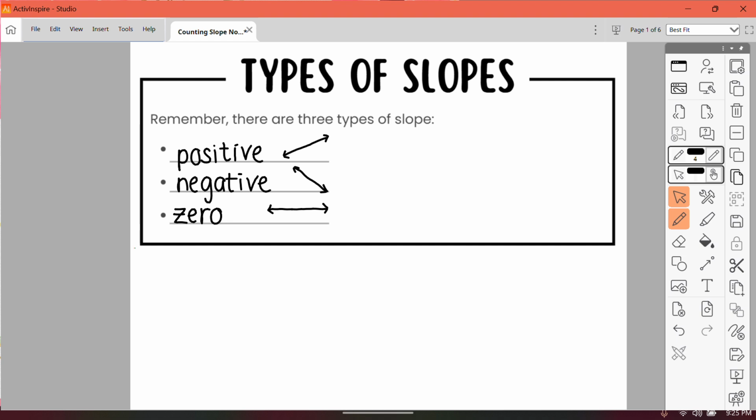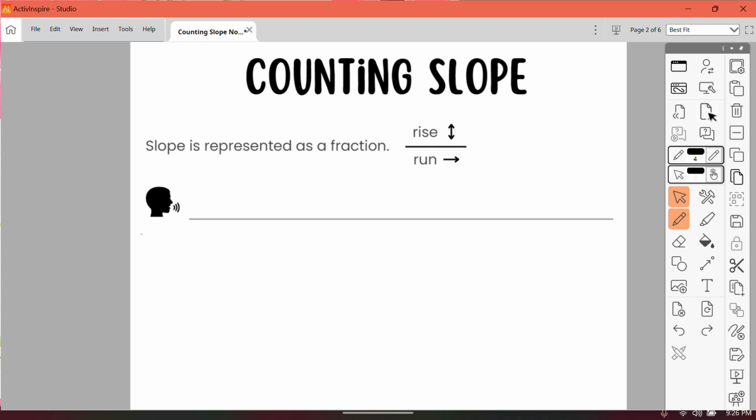But these don't give you all of the information that you might want. They don't tell you how steep the line is, because a positive slope could look like that one that I've already drawn, or it could be steeper, or it could be even less steep. All of those are positive slopes, but we don't get that extra information until we learn how to count slope.